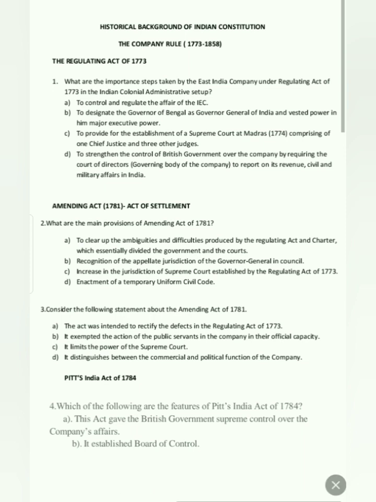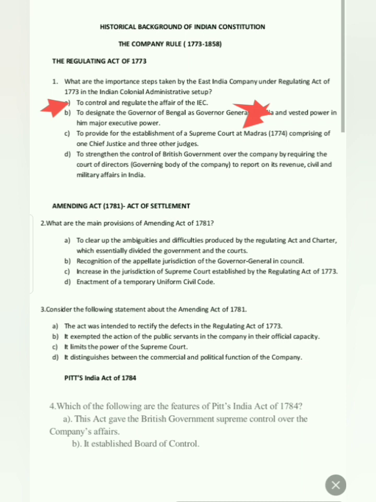To control and regulate the affairs of East India Company, EIC. Absolutely correct. To designate the Governor of Bengal as the Governor General of India and vest major executive power in him. Absolutely wrong.